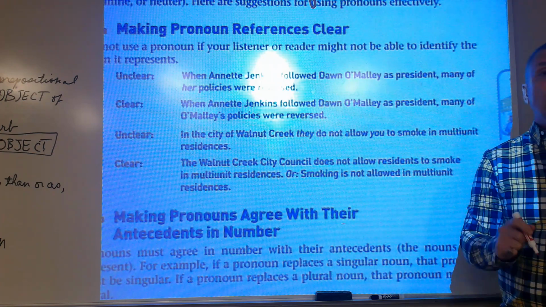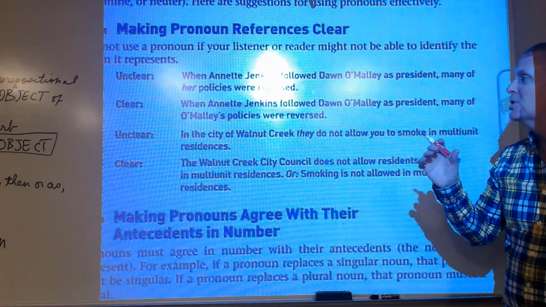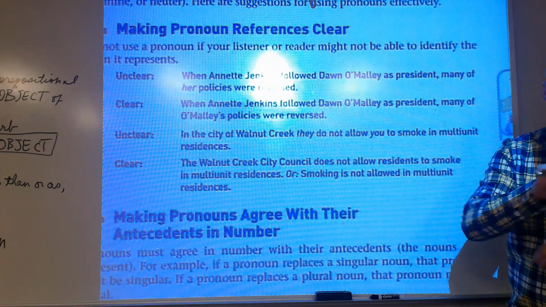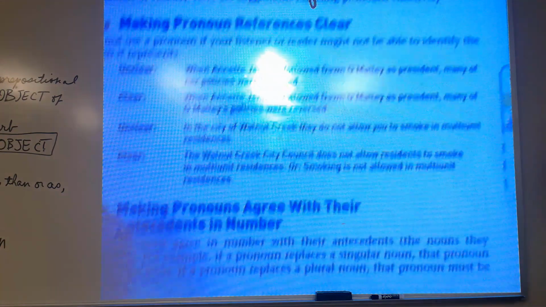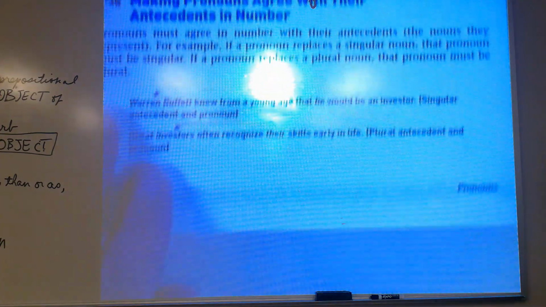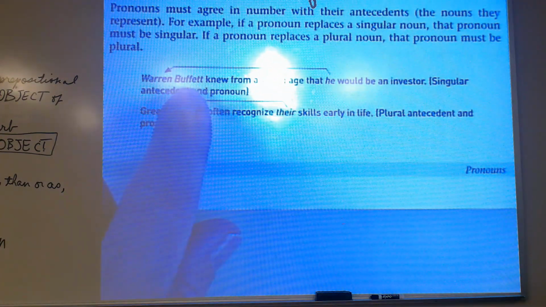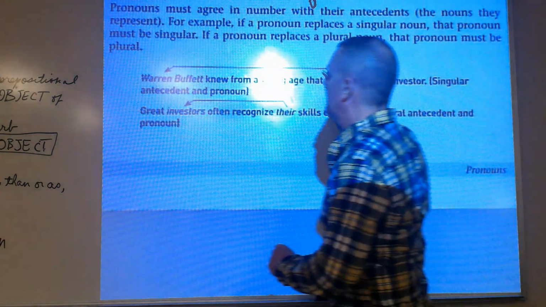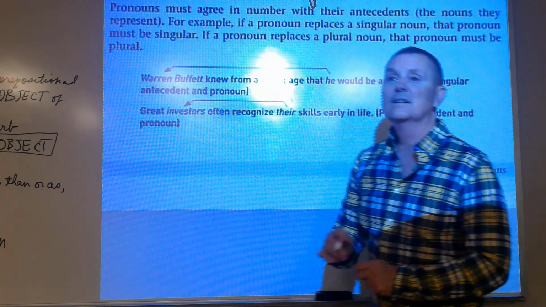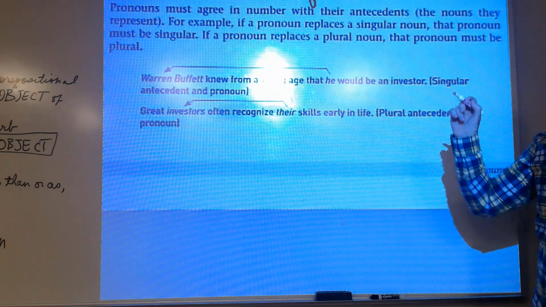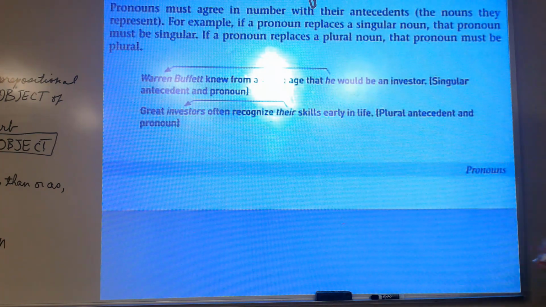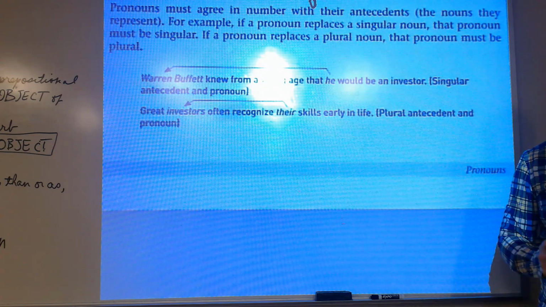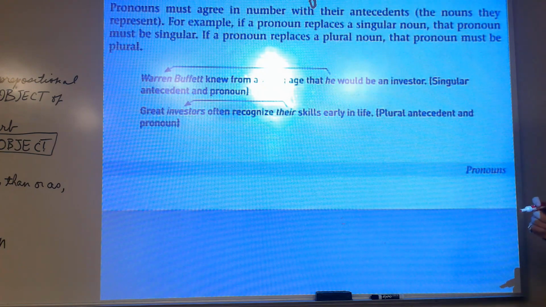So make sure that your pronouns are always clear, that they go specifically to the word or group of words to which they're referring, their antecedent, and they must also agree in number. Warren Buffett knew from a young age that he, singular he, referring to Warren Buffett, would be an investor, and it also matches gender as well. We wouldn't use she.